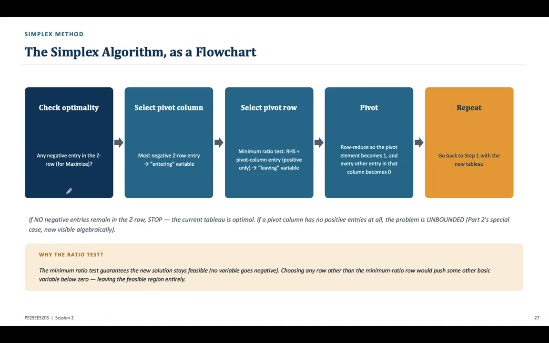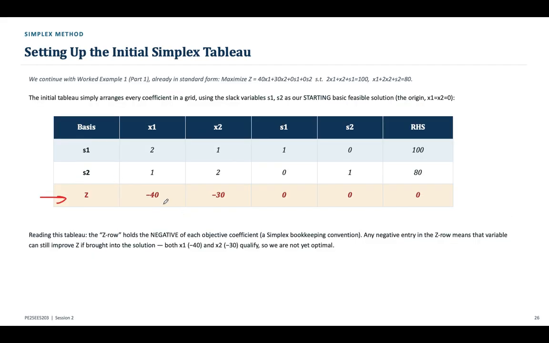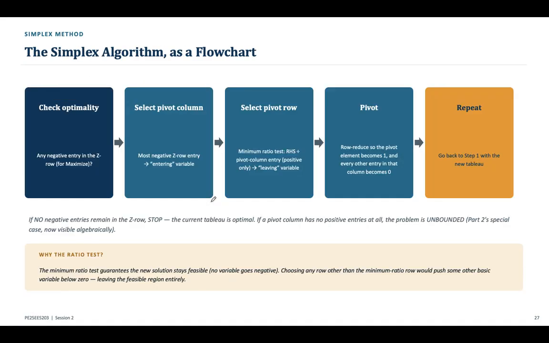This is over here. So check the objective row for optimality. In our maximization convention, if no negative entry remains in the Z row, the current solution is optimal. That is, if this becomes positive, even if it is 0, it's fine. So if the entire row becomes positive, then optimality is reached. No further improvement can be achieved. But at this point, we have -40 and -30, right? So there is scope for optimization.